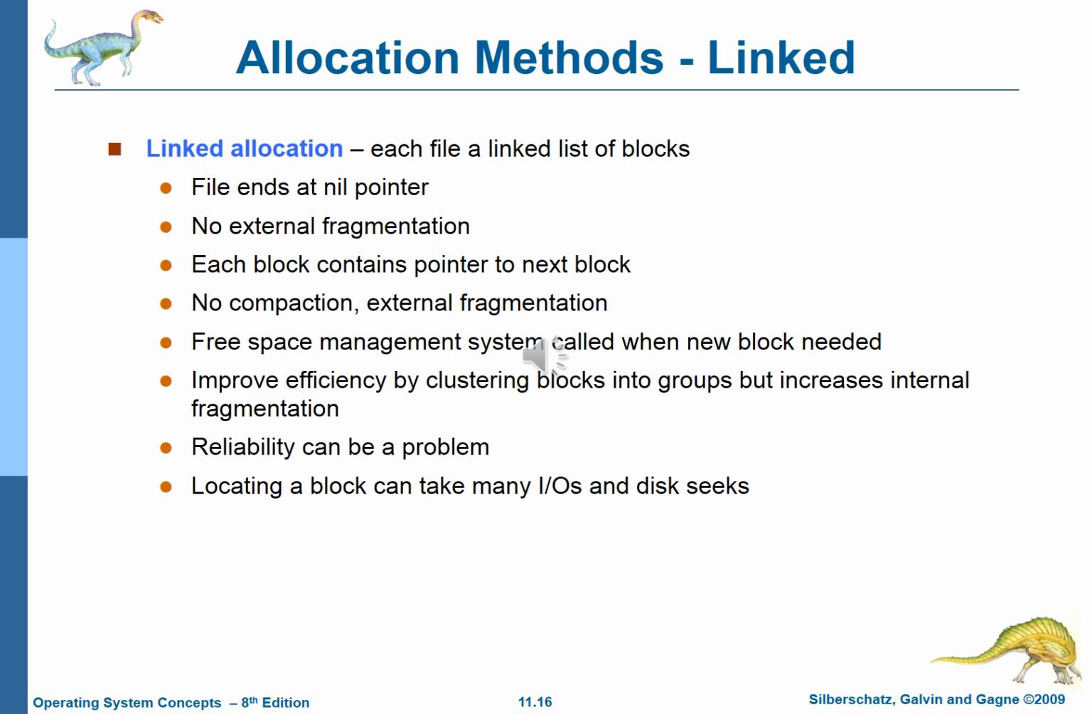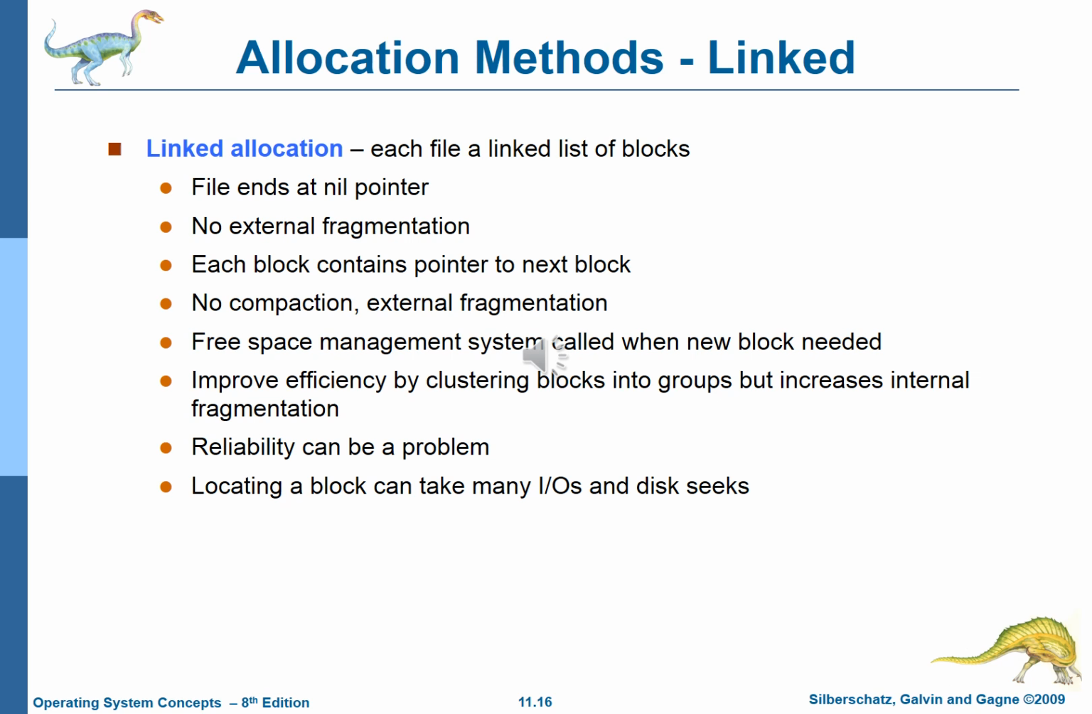Another allocation method is linked allocation. This allocation is just like a linked list. The file pointer will have the address of the first block, the first block will have the address of the second block, the second will have the address of the third block, and so on. The last block will have the address as null. This will not have any external fragmentation because each available block can be used. If a free block is available, that free block can be used. The free space management system is called when a new block is needed.